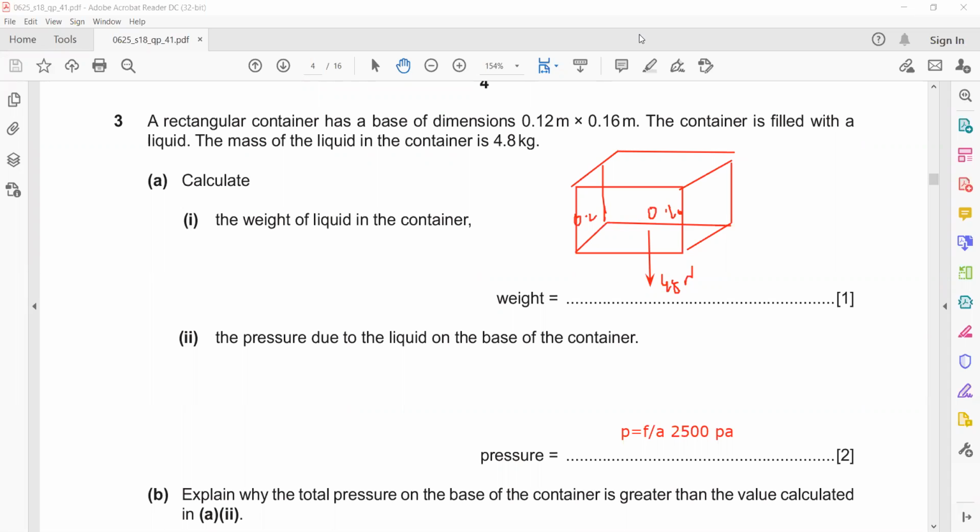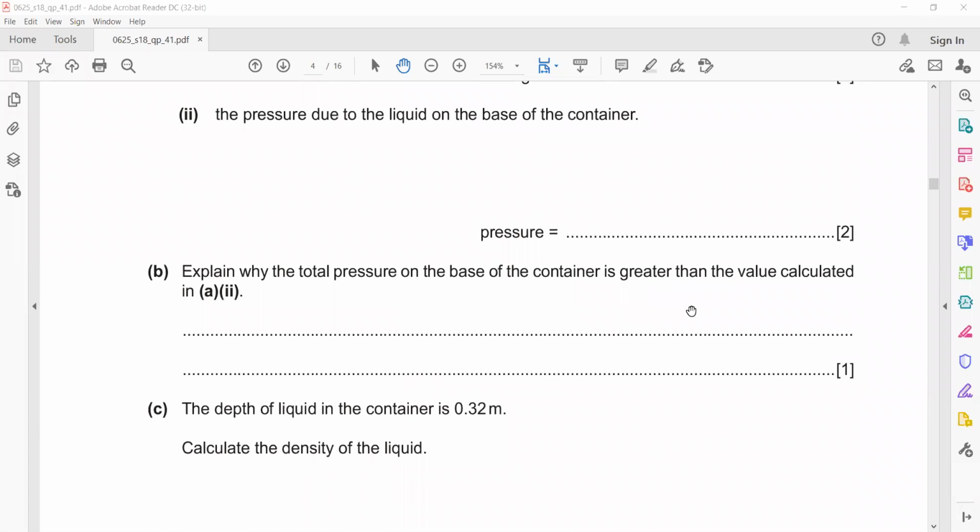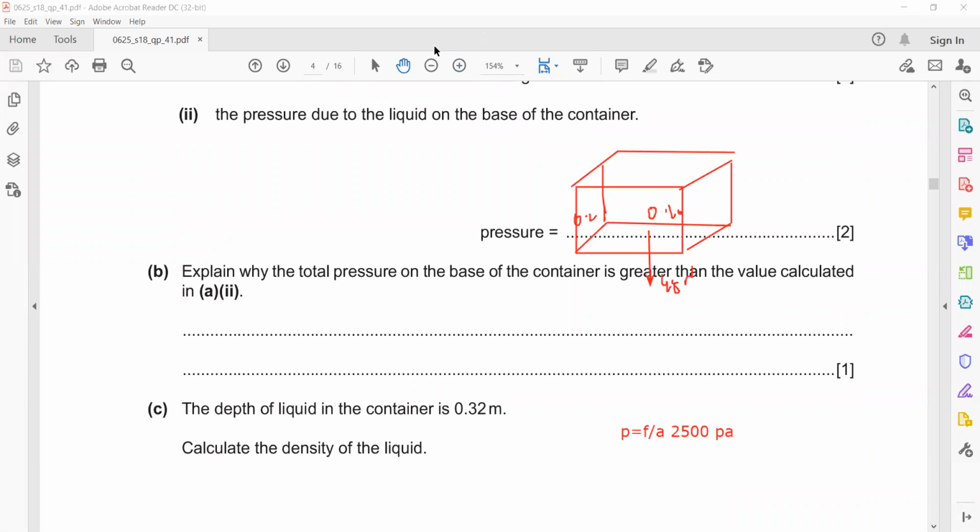The next part: explain why the total pressure on the base is greater than the value which we calculated. Yes, that's right, because we only considered that the liquid inside the container is applying a pressure.